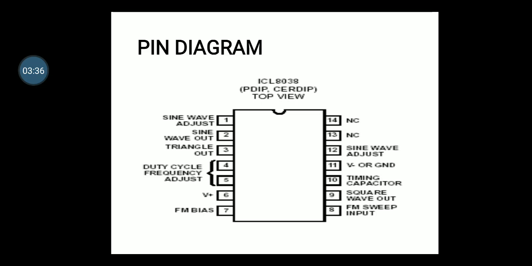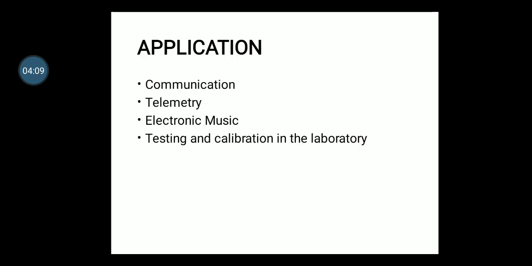So this is the pin diagram. Here we have pins 1 to 14. The first one is sine wave adjust, second is sine wave out, third is triangle out, fourth and fifth are duty cycle and frequency adjust, sixth is V plus, seventh is FM bias, eighth is FM sweep input, ninth is square wave out, tenth is timing capacitor, eleventh is V minus or ground, twelfth is sine wave adjust, thirteenth is no connection, and fourteenth is no connection.